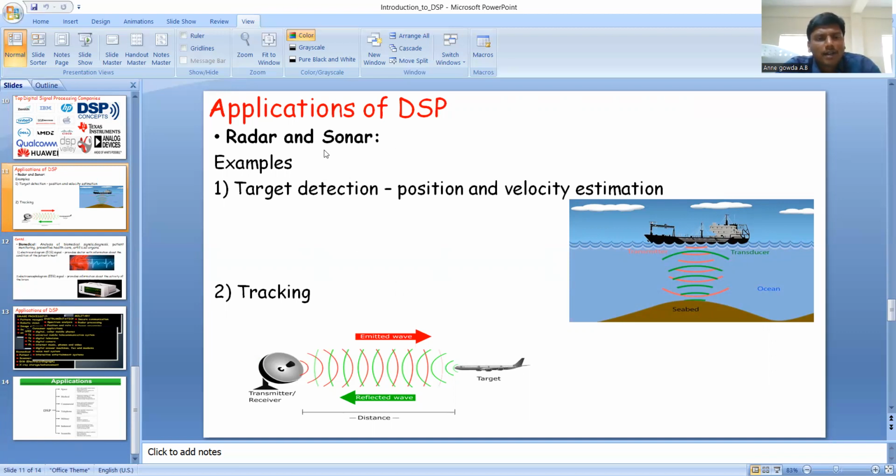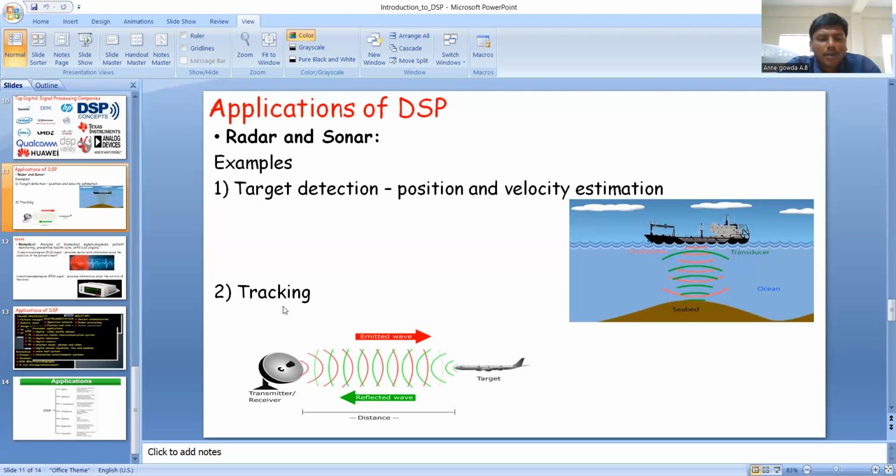First thing is radar and sonar. Radar and sonar are mainly used for defense purposes, in order to detect unknown objects, or to detect and trace the enemies who are entering our area. In radar and sonar, DSP is mainly used for target detection. As we have seen in this example, in order to detect the position of the target and the velocity with which it is traveling, we can use digital signal processing techniques.